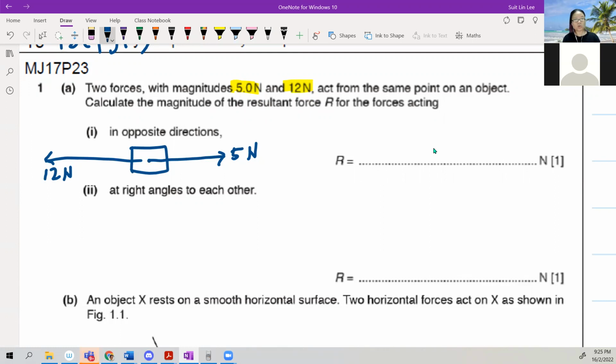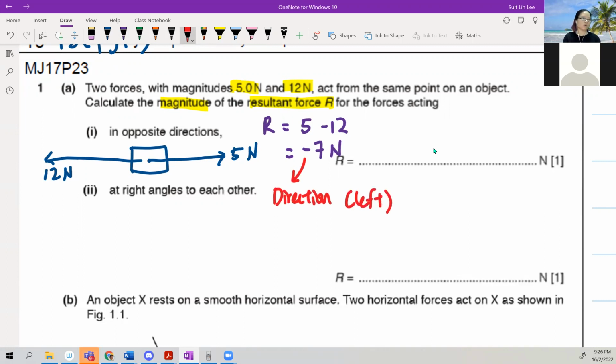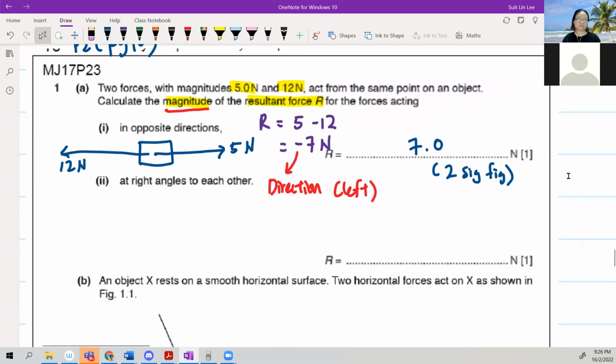So what is the magnitude of the resultant force R? Of course you could say R is 5 minus 12, which is negative 7 Newton. But this negative here is to show that the direction is to the left. Direction is left. But we don't want the direction, we just want the magnitude. So magnitude means 7. And then you must put 7.0 because all your answers must be 2 significant figures. If you didn't write 2 significant figures, they can just choose to not give you marks, okay? So always write your answers in 2SF.